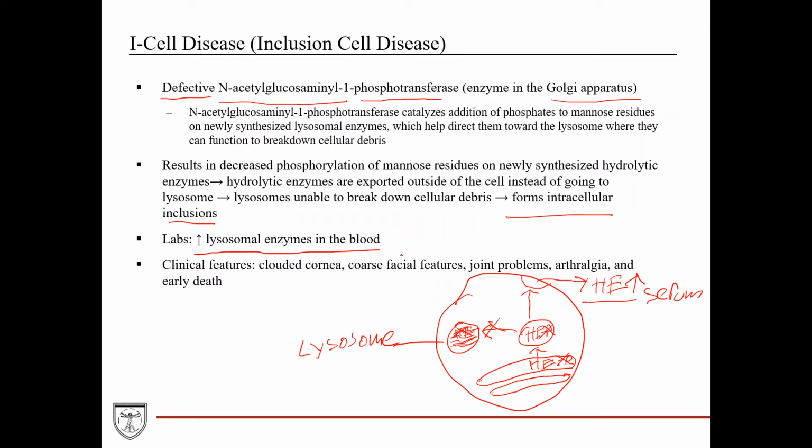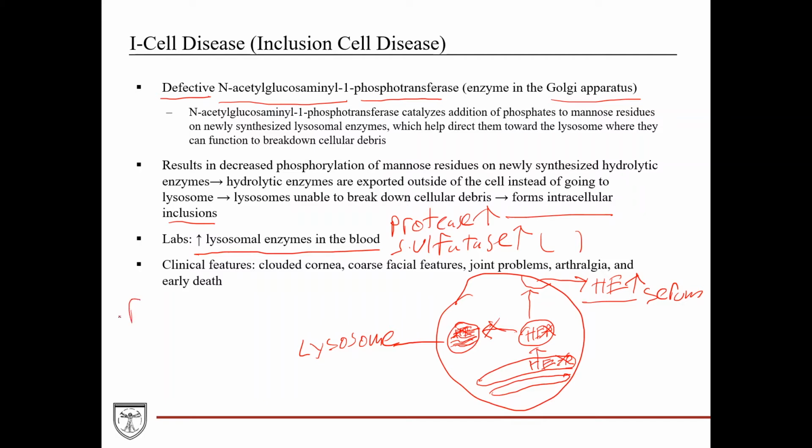And so on an exam, they may give you some of the clinical presentation, and they'll give you some lab values, and they may not say lysosomal enzymes. They may list protease or sulfatase or both. And they'll give you the normal range in parentheses over here, and then it'll have a number here that's higher than the range for both of these, and then you're supposed to deduce that the serum levels of hydrolytic enzymes or lysosomal enzymes are increased, and so that's helped to tip you off that it's I-cell disease.